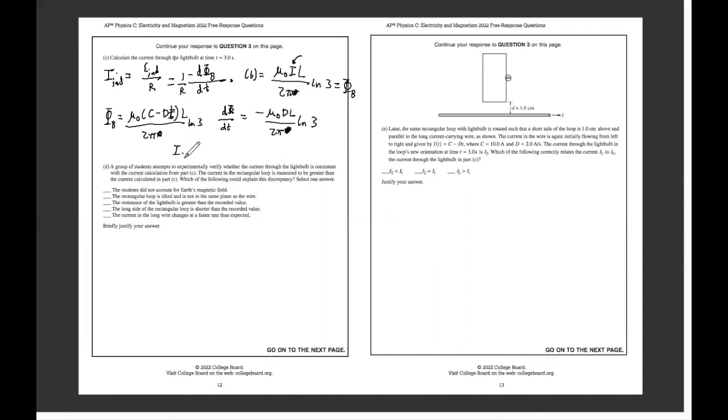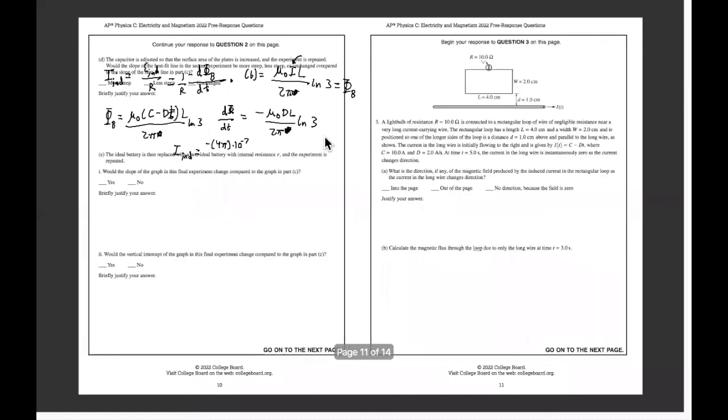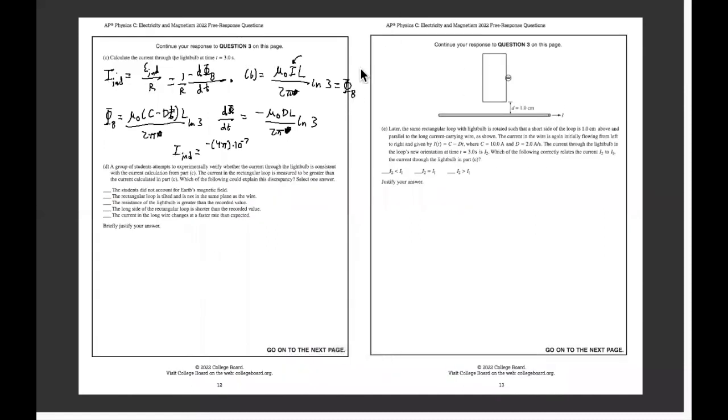So the induced current is going to be negative, in terms of the numbers, 4 pi times 10 to the negative 7th. I do have to go back and double check what everything is. D is 2 and R is 10. So times 2 times 0.04 for the length, 2 pi times 10 for the resistance, ln of 3. And that is going to get me my numerical answer for the induced current.